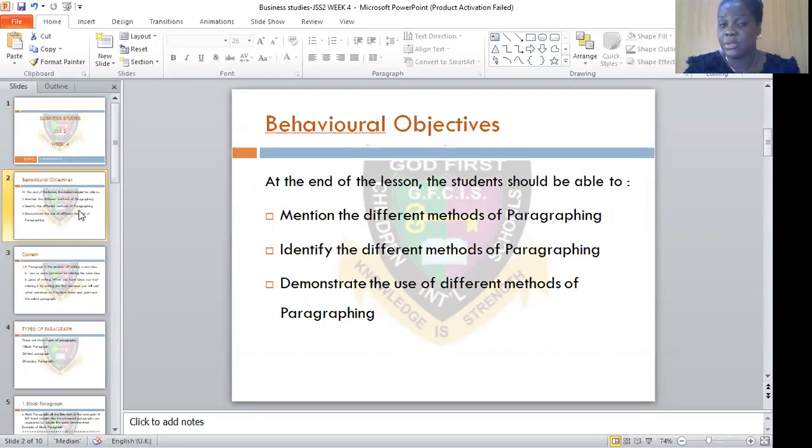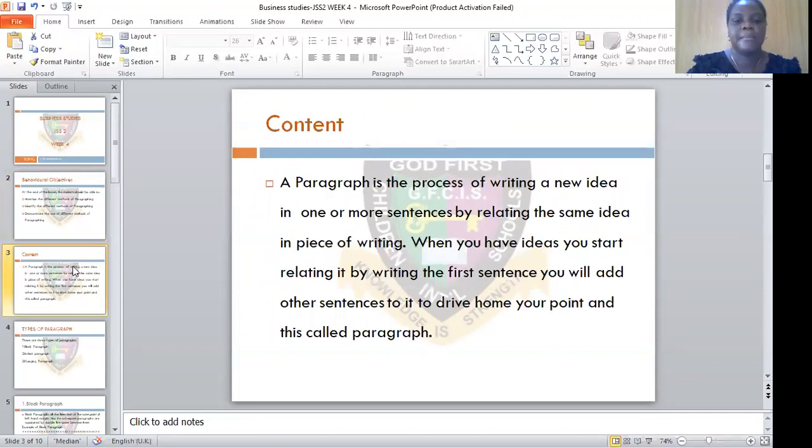What does that tell you? At the end of the lesson, you should be able to write following each of these types of paragraphing. What is a paragraph?